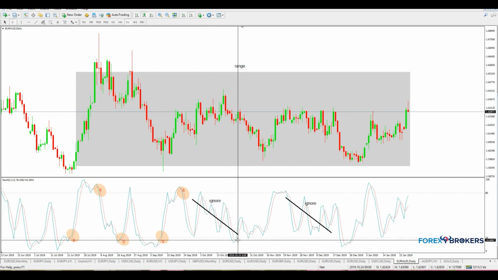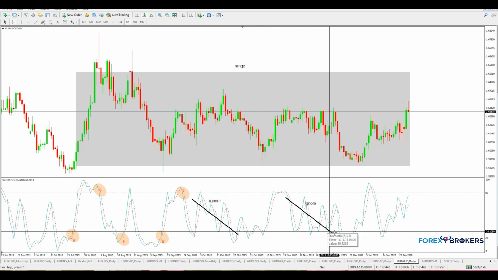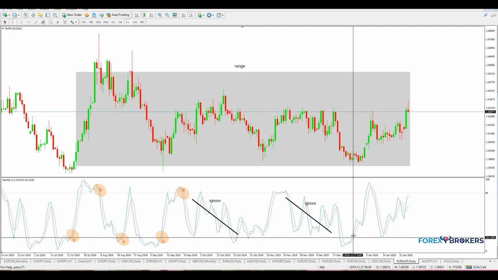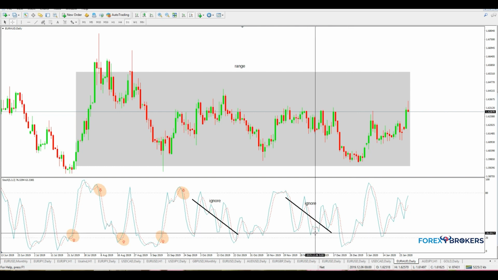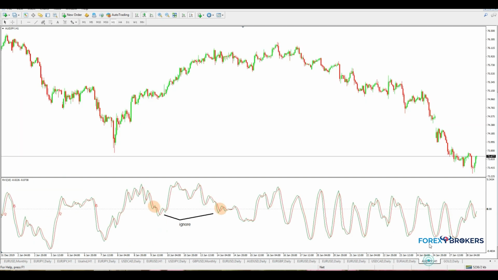Don't go on the long side here. Look what happened. This one, try to ignore as well. Don't go on the long side. On the long side, actually here, look what happened as well. Sometimes it is best to avoid getting caught in complicated situations by simply respecting the rules.